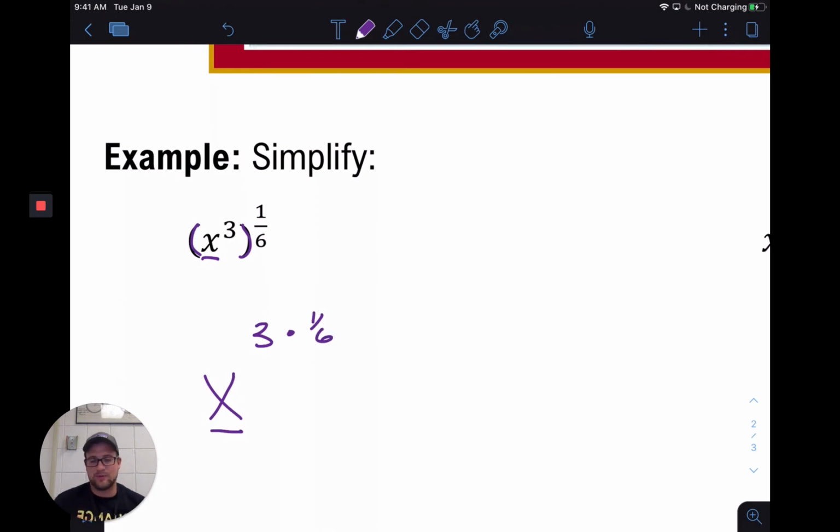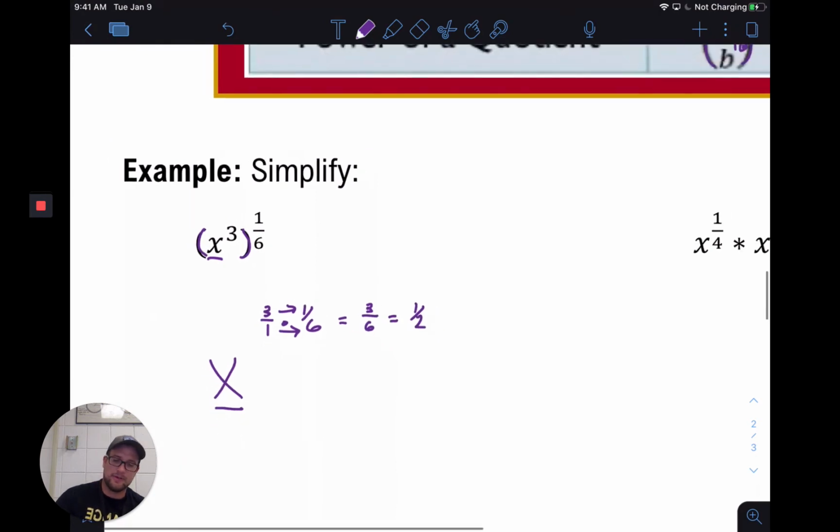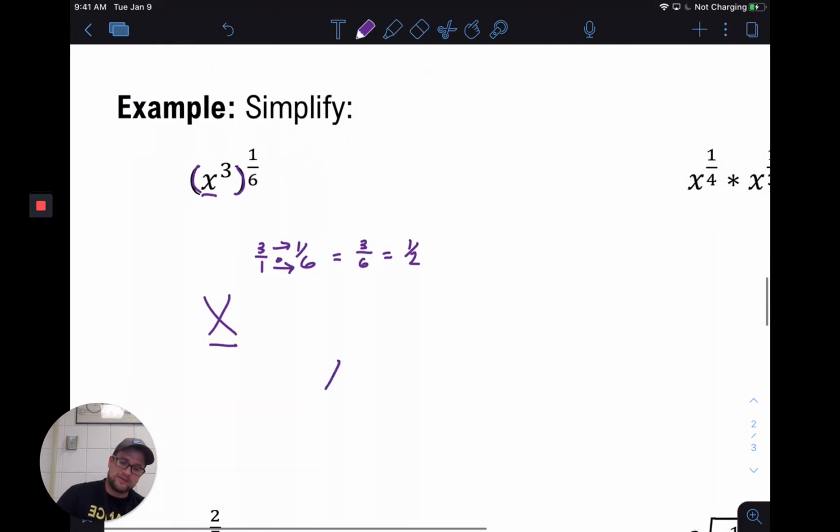Now this is a great time to review some of your fraction rules. If you are trying to multiply fractions, you just multiply the numerators and the denominators. So one way we could think about this is instead of thinking of it as just 3, let's rewrite it as 3 over 1. 3 over 1 times 1 over 6 would be 3 times 1 in your numerator, 1 times 6 in your denominator, and that, of course, reduces to be 1/2. So we could rewrite this as x to the 1/2 is what this simplifies to.